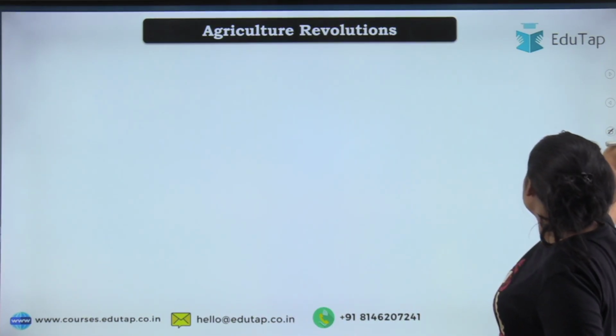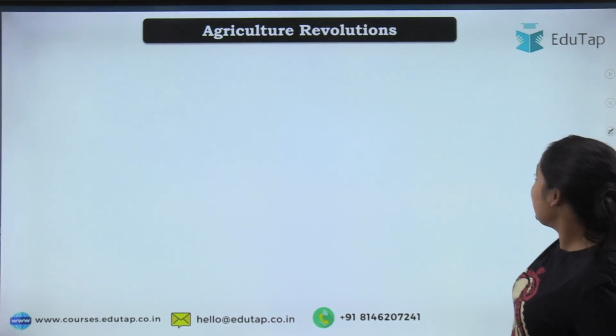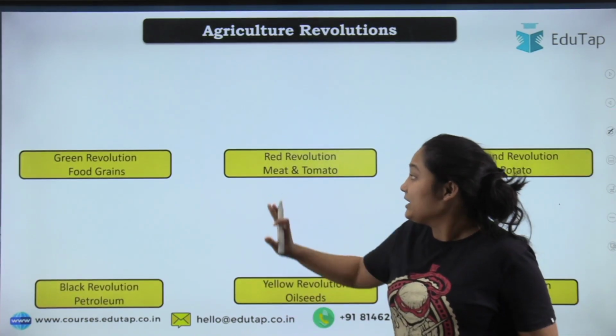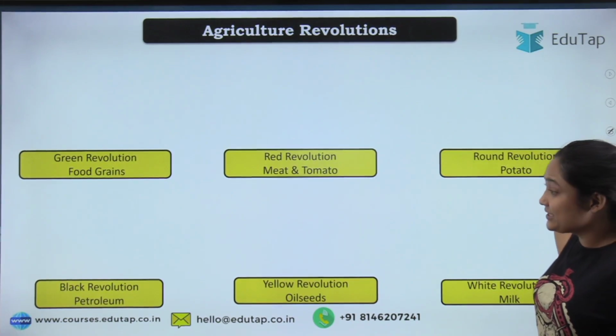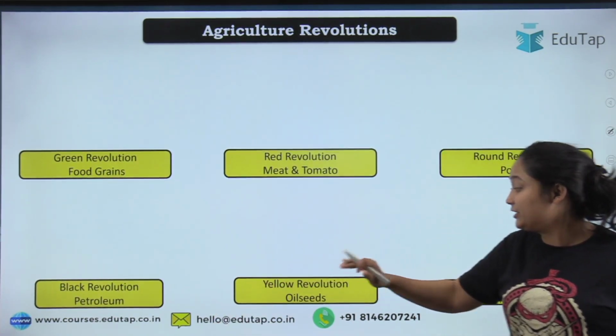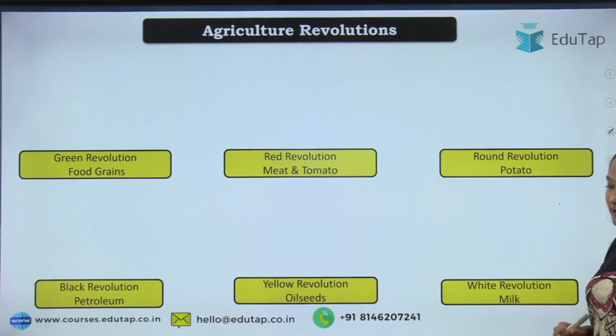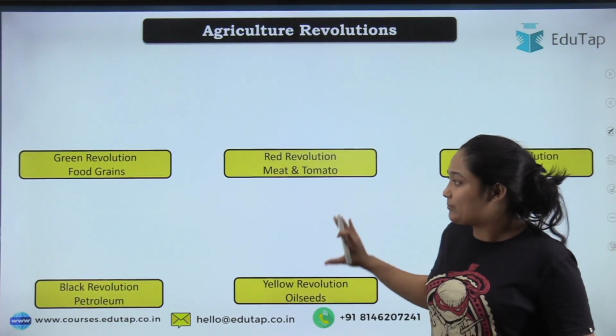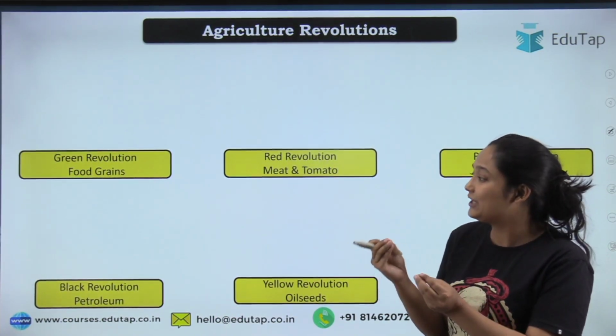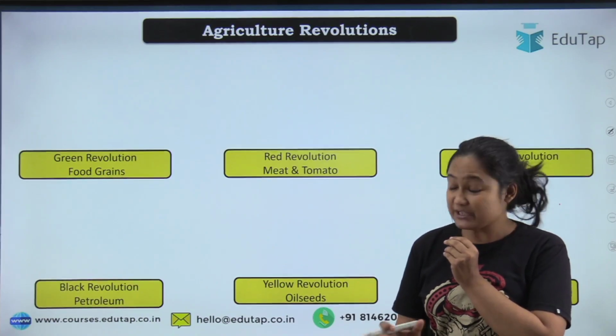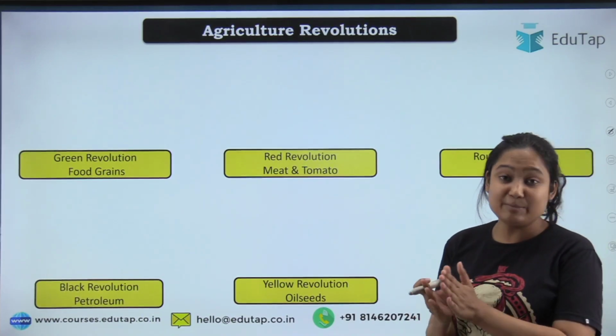So first of all, we will talk about the most important, that is the green revolution. Then we will move to the red revolution. Then there is the round revolution, black revolution, yellow revolution, and white revolution. So if you want to remember this, try to focus on what kind of color that particular commodity has. Okay, sometimes that will work and sometimes you will have to memorize them.